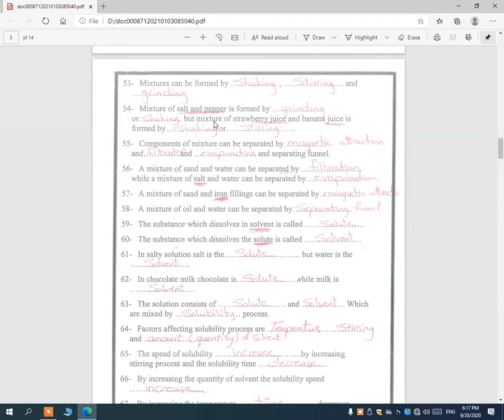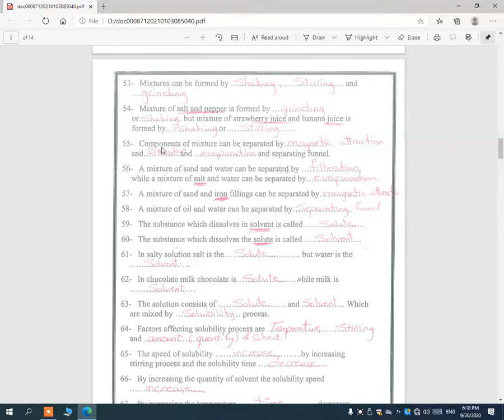Okay, but mixture of strawberry juice and banana juice, liquid and liquid, are formed by what? By shaking or stirring. So we have liquid and liquid formation by shaking or stirring.